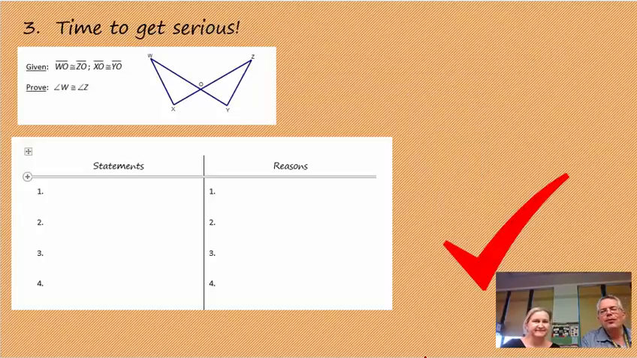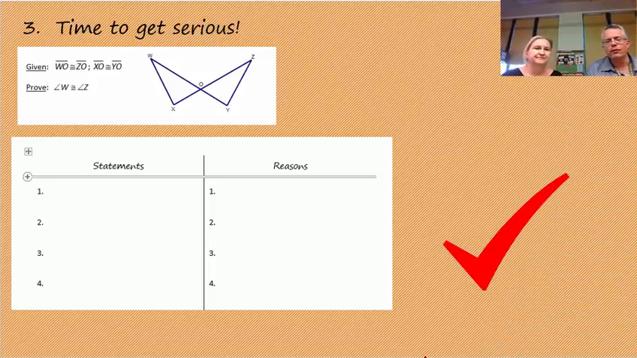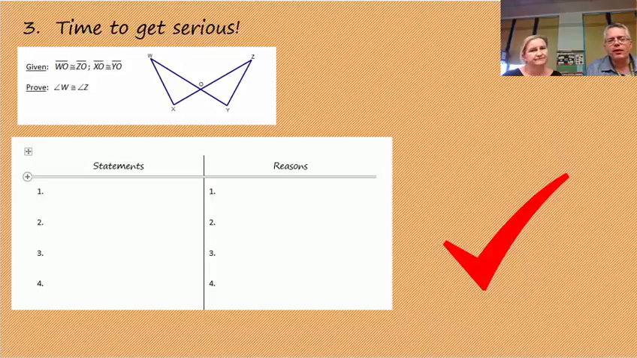All right, so we're going to see now how this is used in proof. We've got two examples of proof. In this proof, we're given some information about the triangles, and we want to prove that angle W is congruent to angle Z. So this angle right here, we want to show is congruent to that angle right there. Now, how are we going to do that?